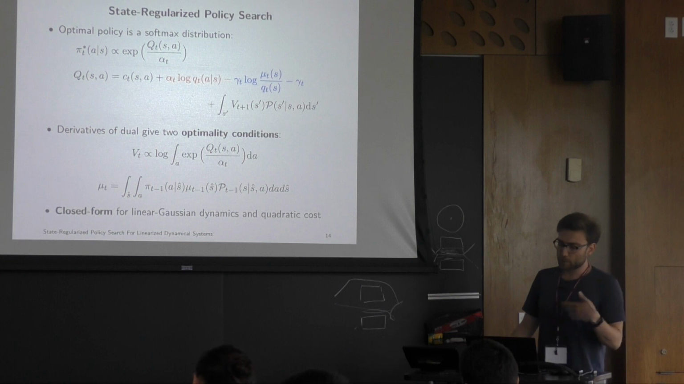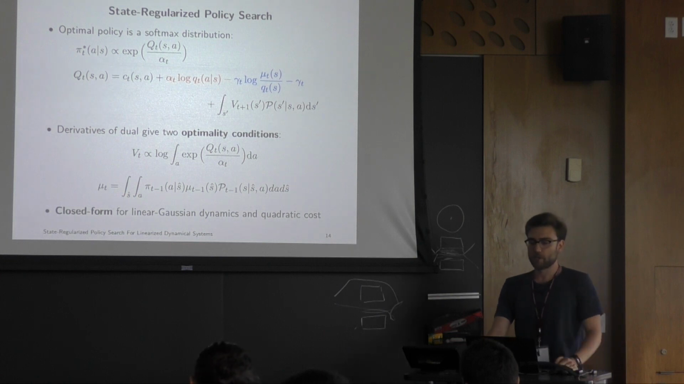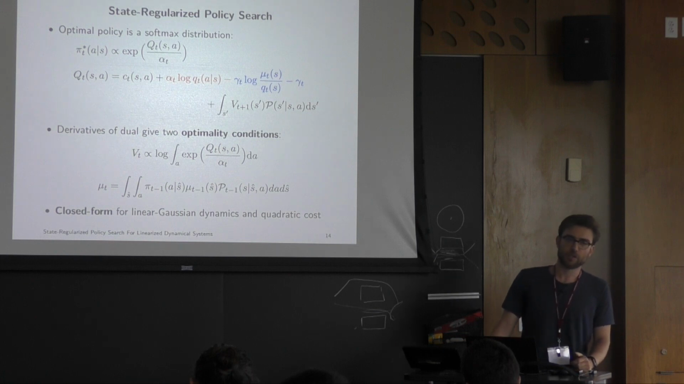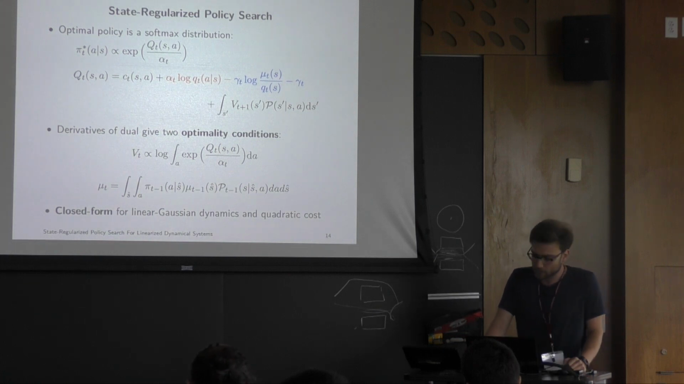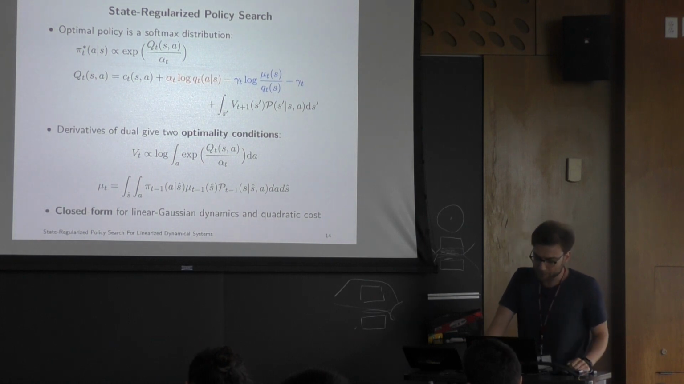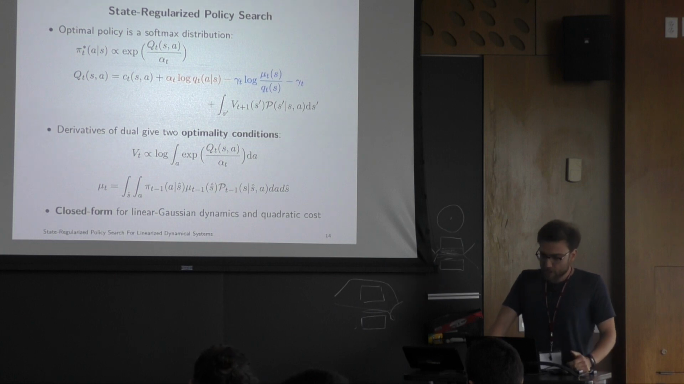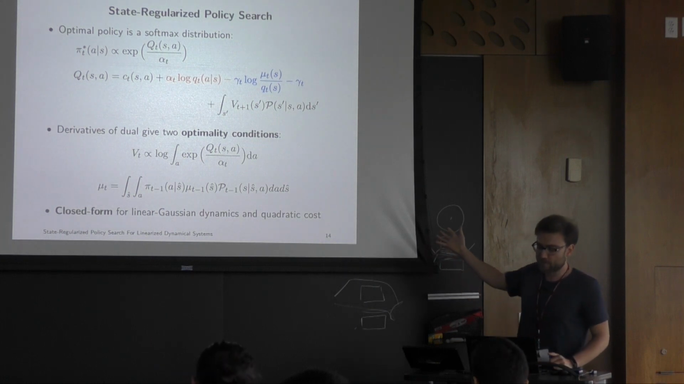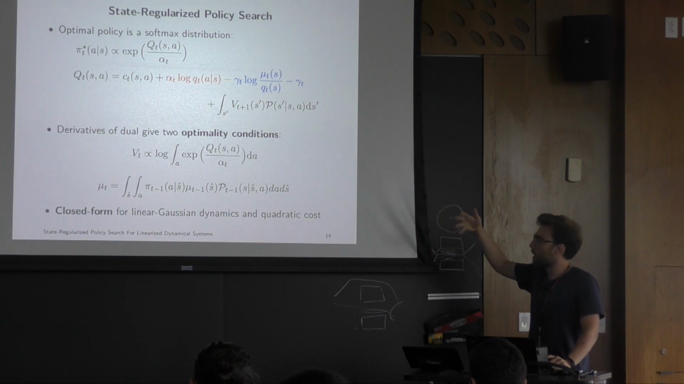Now, if you go for the dual problem, you can show that you can find the optimal value function as a log of... I'm not going to go into details about what this really means, but it's basically this formulation, and it's an optimality condition on the V function. The second optimality condition is on mu, and basically this is just a forward pass for mu and a backward pass for V.